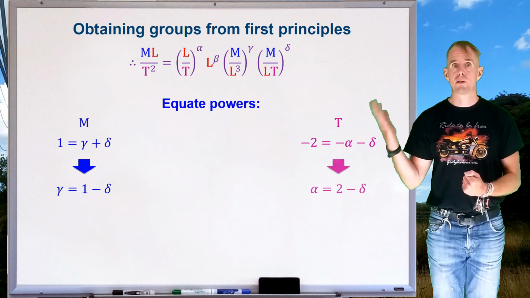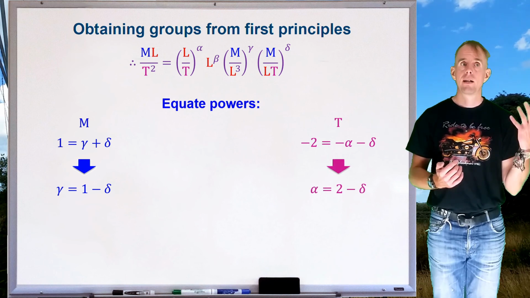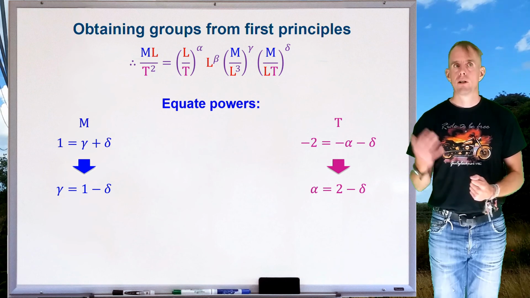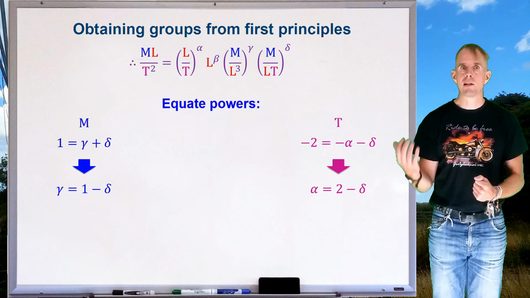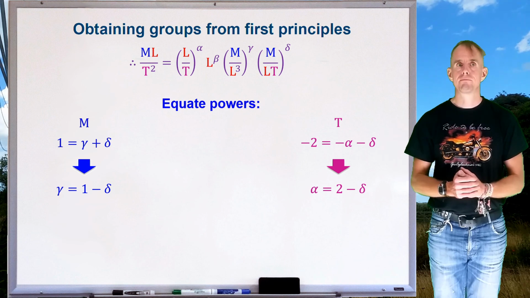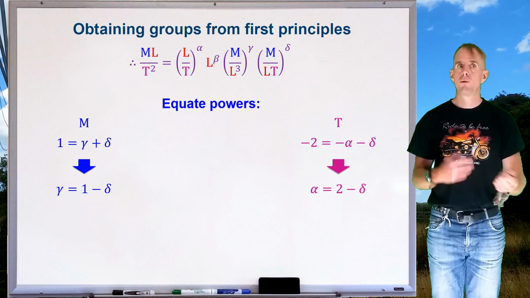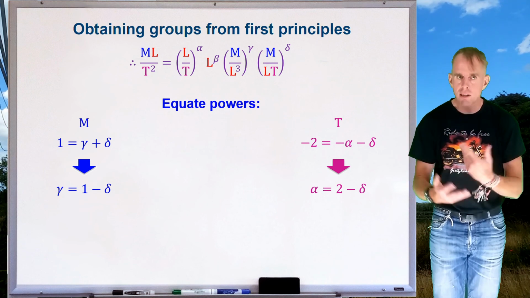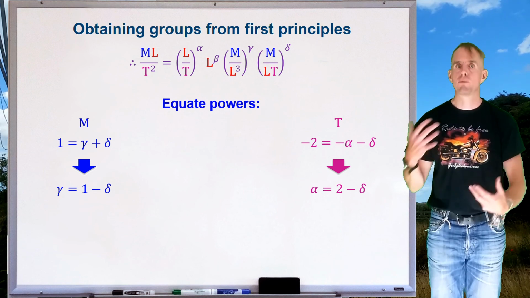Let's have a look at time in purple. On the left-hand side, it's in the denominator and it's squared, so its index is minus 2. On the right-hand side, time appears in the first and fourth group. So minus 2 equals minus alpha minus delta. Again, rewriting this in terms of delta, alpha equals 2 minus delta.